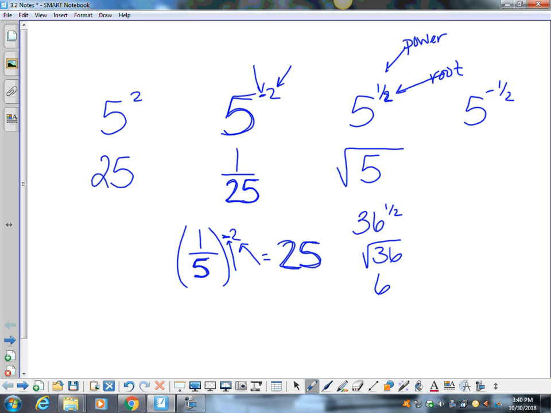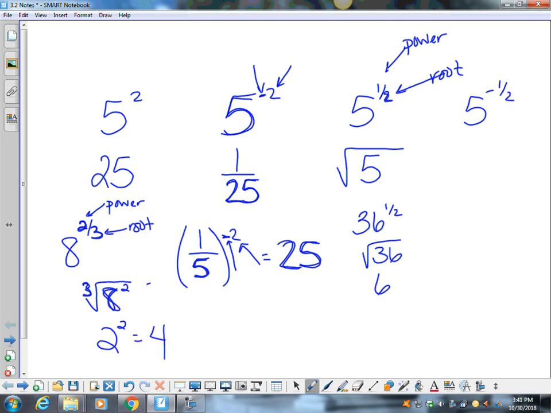If I gave you 8 to the 2/3, again, that's the power, and that's the root. So this is the cubed root of 8 squared. Now, a lot of you are going to square the 8 first and get a 64. I'm not. I'm going to do the cube root first because it makes my number smaller. So if I cube root the 8, I get a 2, and then 2 squared is 4.